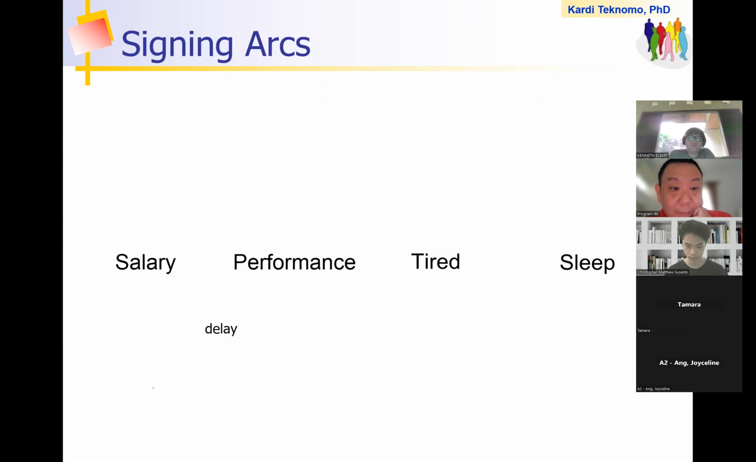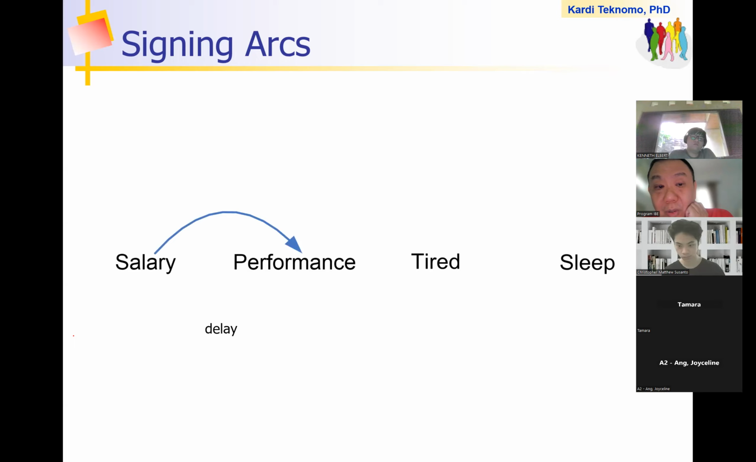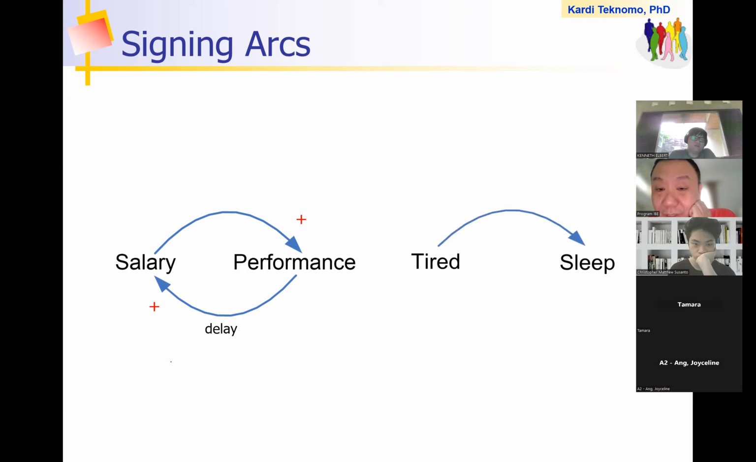Now, let's give example. Again, the same thing. Like a while ago. If your salary increase, your performance increase, right? So in that case, what you will do, you draw the arrow, and what is the sign? Plus. Very good. Now, if your performance increase, your salary increase, right? So the arrow is also plus. Now, plus multiplied by plus is plus, right?